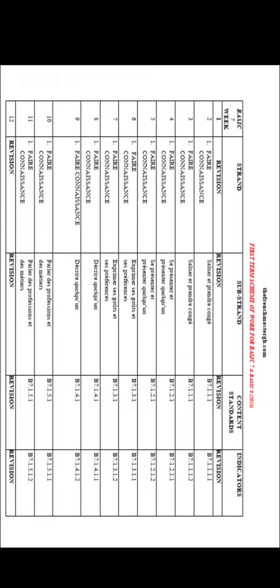So this is the first term scheme of work for Basic 7 and 8, 2023. You see that in the first column, I have the week. The first term has 12 weeks, so we have week 1, week 2, week 3, week 4, up to week 12. The second column contains the strands you are going to tackle in the various weeks. The third column contains the sub-strand you are going to tackle, followed by the content standards and then the indicators. So you see the four major aspects of the curriculum organization up here. I said earlier that the curriculum is organized into strands, sub-strands, content standards, and indicators. Those are the things you are going to use to prepare your scheme of work.